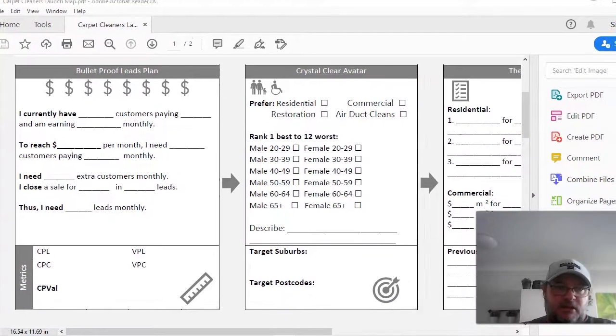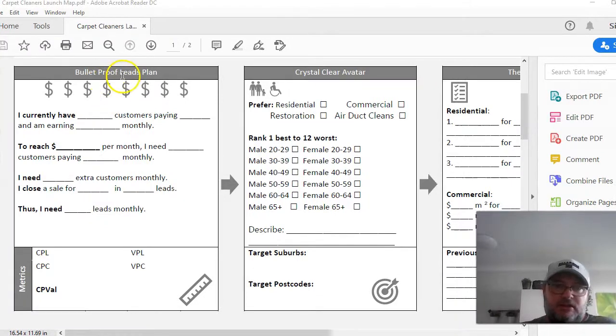Let's go back here to the roadmap. The first thing you need is your bulletproof plan. Now, it's simple to come up with a concept of where we are now and what we're aiming to be. So if you currently have, I'm just going to use round numbers here, 100 customers per month paying $100, then you're earning $10,000 a month. If you want to reach 300 customers, $30,000 per month, then to reach $30,000 per month, you're going to need, for example, 100 customers paying $300 each, or 300 customers paying $100 each, or some combination there.